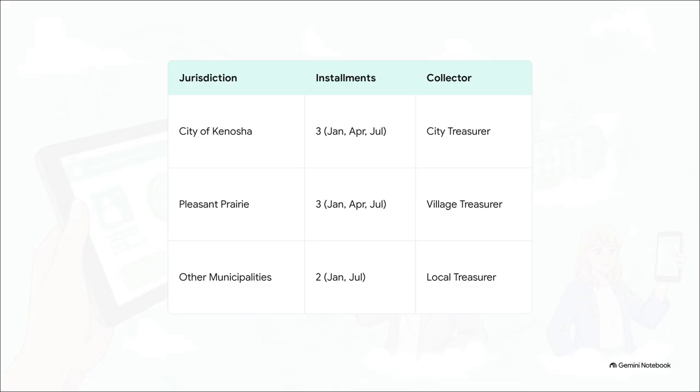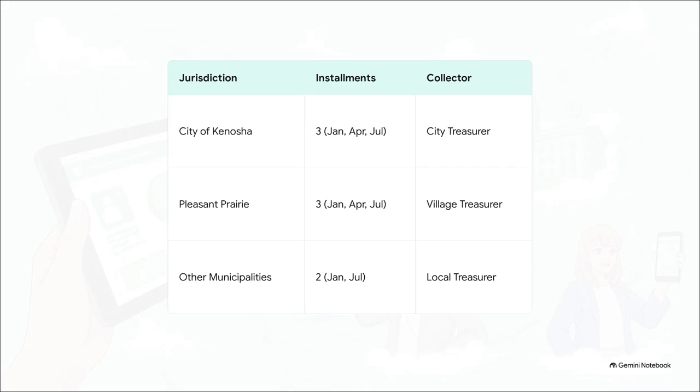So, the biggest gotcha in the Kenosha County system is that the people who actually collect your taxes change depending on exactly where you live. It's a bit like a jigsaw puzzle. The city of Kenosha and the village of Pleasant Prairie, they collect all 3 of their installments directly at their own municipal offices all the way through July 31st.